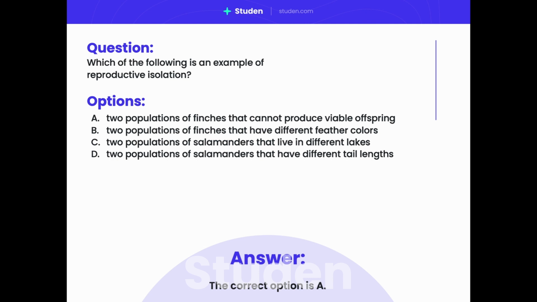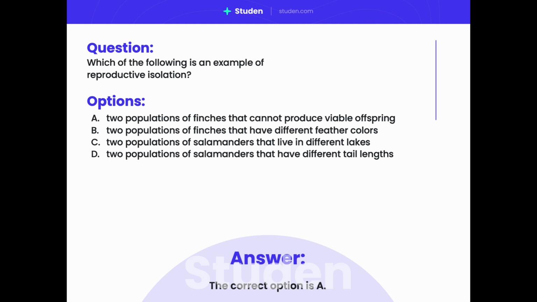Option A states two populations of finches that cannot produce viable offspring. This is option A, the first one. Option B states that it's about two populations of finches that have different feather colors. The third one, option C, states that it's about two populations of salamanders that live in different lakes. And the last one, option D, two populations of salamanders that have different tail lengths.